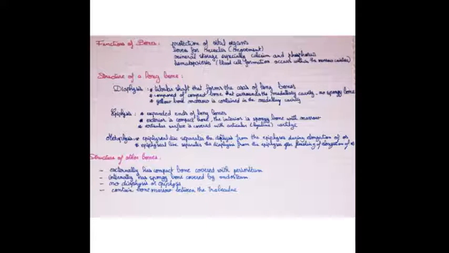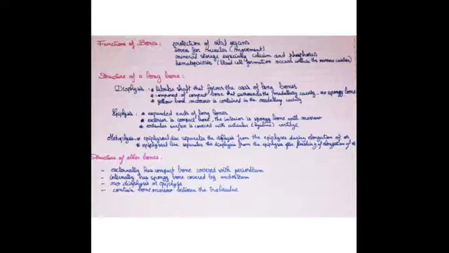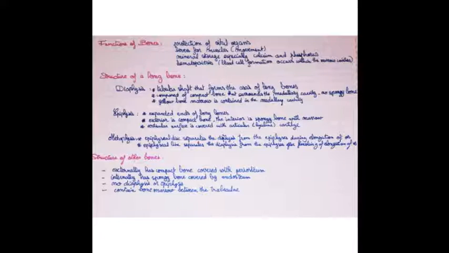Next, we have the functions of bones. So the bones are really important because they protect our vital organs. Like for example, our rib cage protects the heart, the lungs, and some other organs. They are levers for muscles, so they allow movement. They are mineral storage, especially for calcium and phosphorus. And blood cell formation occurs within the marrow cavities.